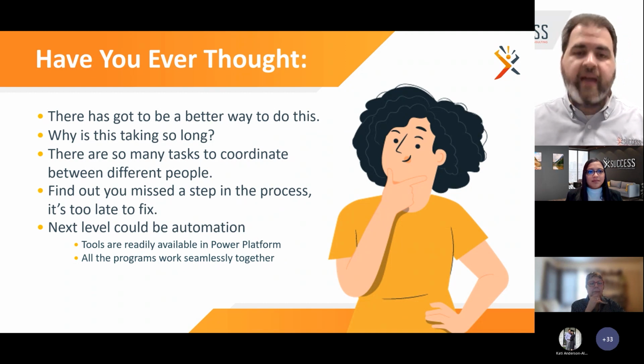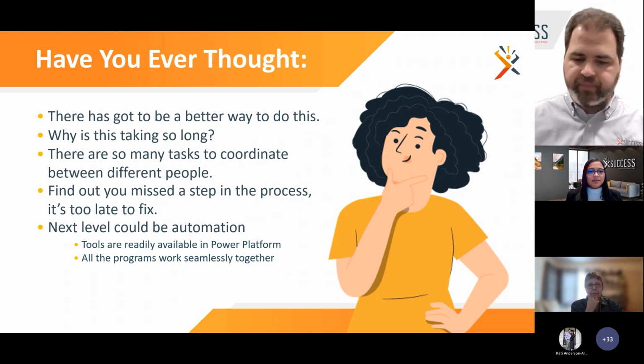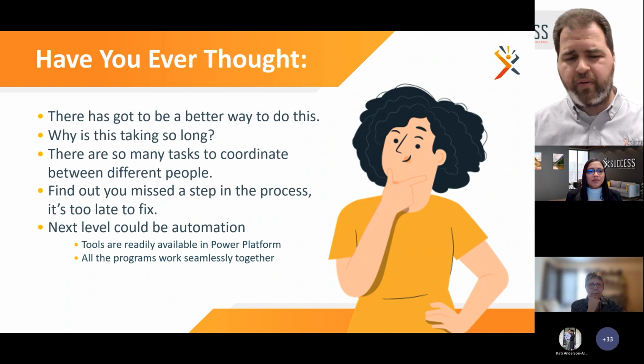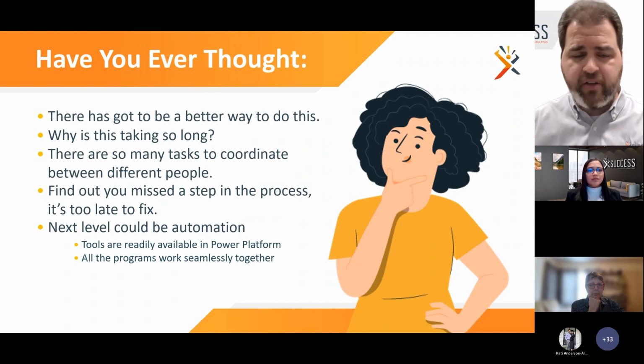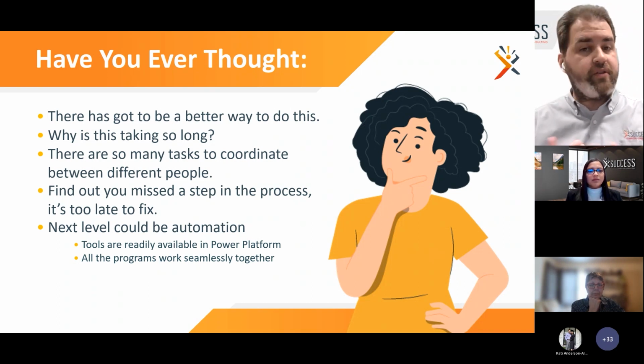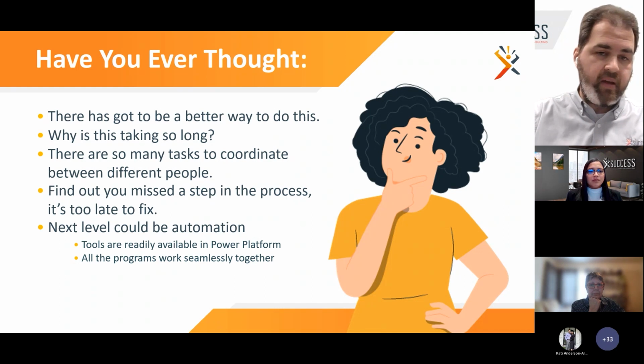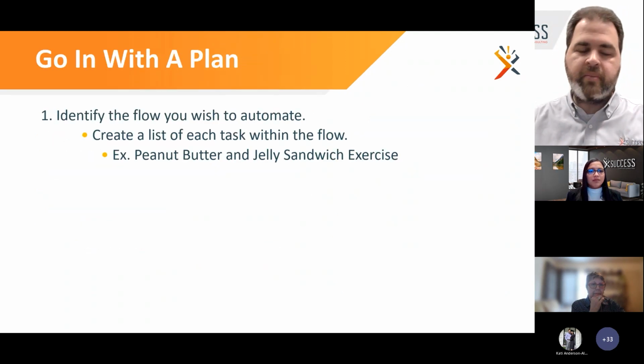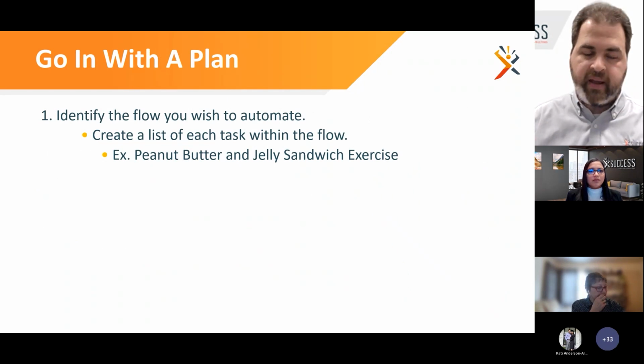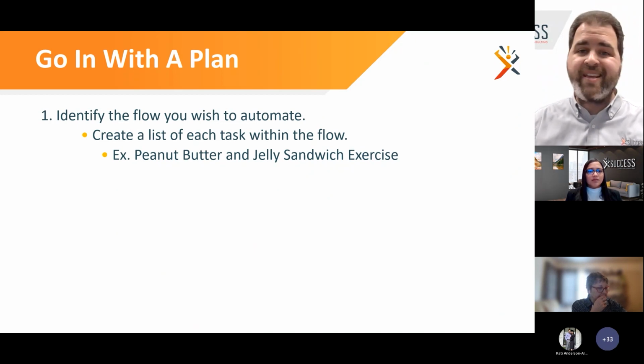It's you wanting to elevate your company to the next level. And what Success is trying to propose is that next level could be automation using the Power Platform, such as Power Apps and Power Automate. But I always recommend, before you go into the creation process, that you go in with a plan. It helps things be a lot smoother and gives you a chance to really think through the process. And you can do that in 3 easy steps.